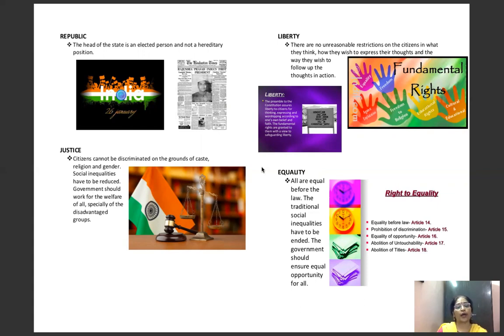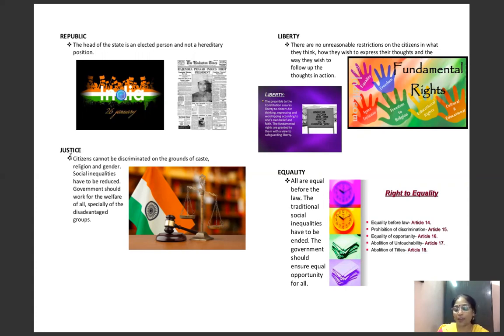Okay, so as you can see, there's another newspaper image we got, and that is in the Hindustan Times. It says that Dr. Rajendra Prasad is India's first president. Okay, and now next we move on to see that the next word is justice.